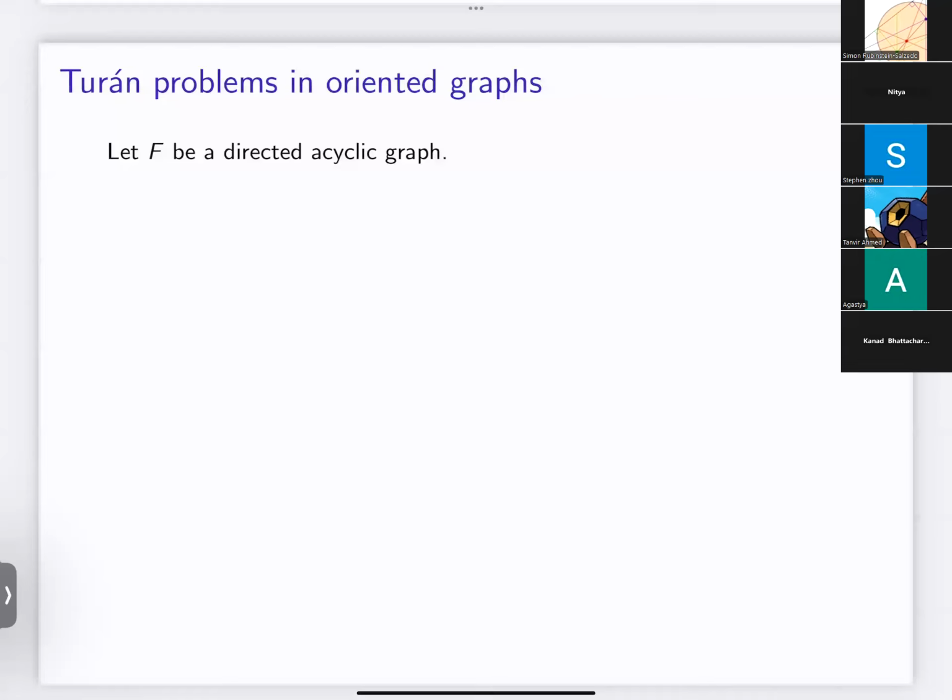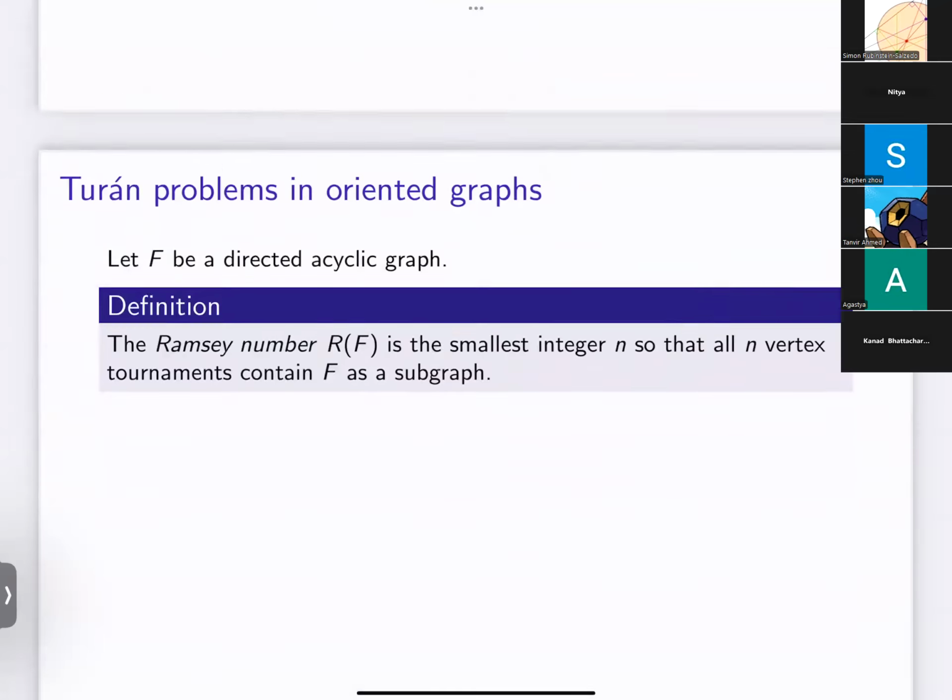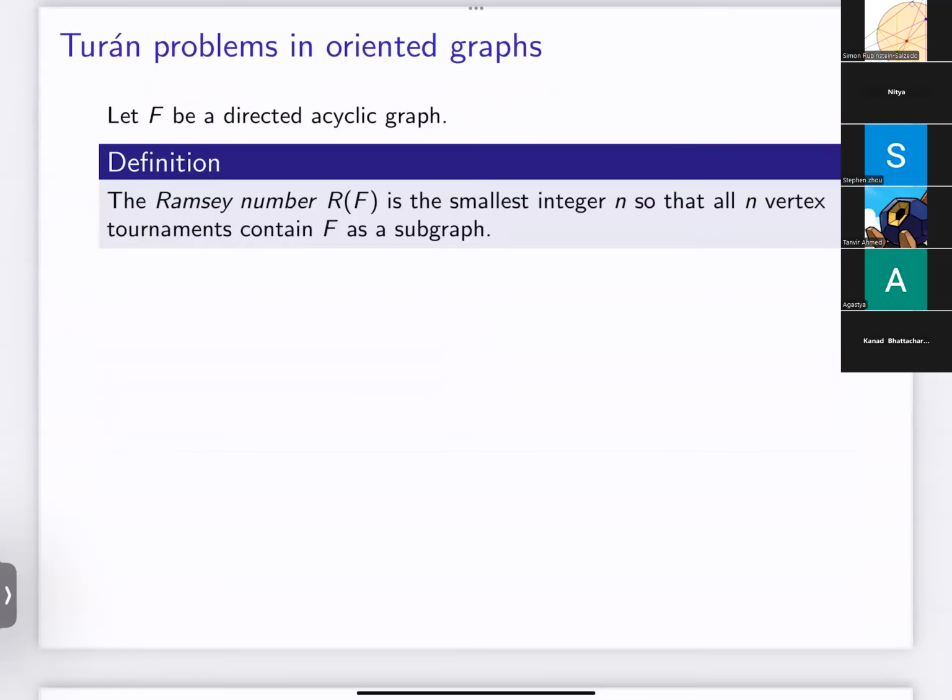So in order for this problem to be interesting, we're going to require that our graphs that we're forbidding do not actually have any cycles in them. Otherwise, the problem is not very interesting. And I'm going to define a notion that is also very heavily studied in extremal combinatorics, which is a complementary notion to Turán numbers. So the Ramsey number is not the opposite, but it's kind of a complementary notion to the extremal number. It's the smallest integer n so that all n-vertex tournaments contain F as a subgraph.